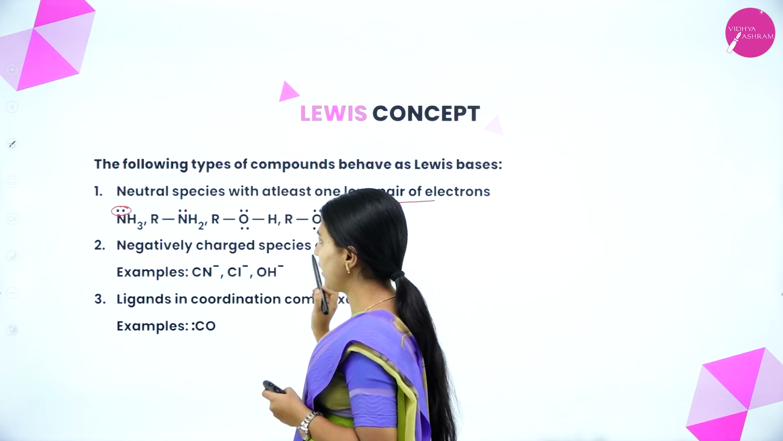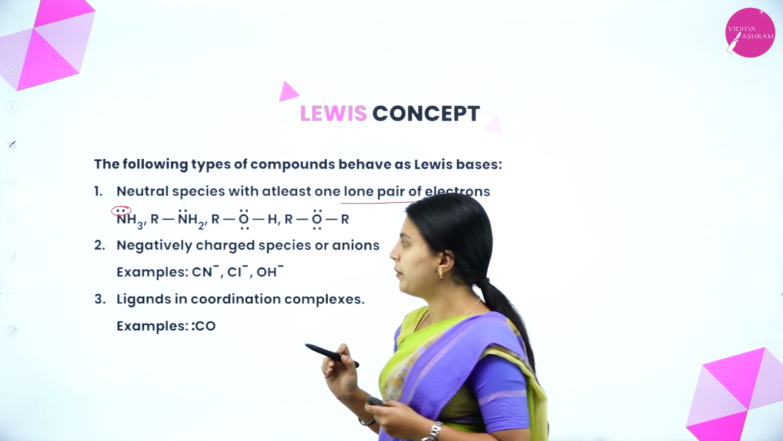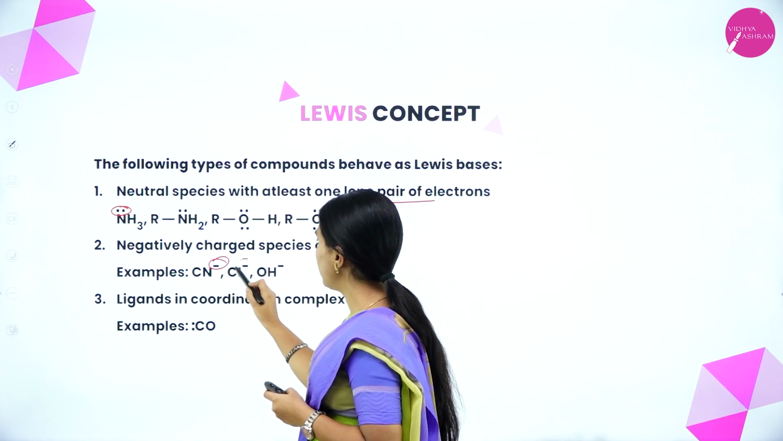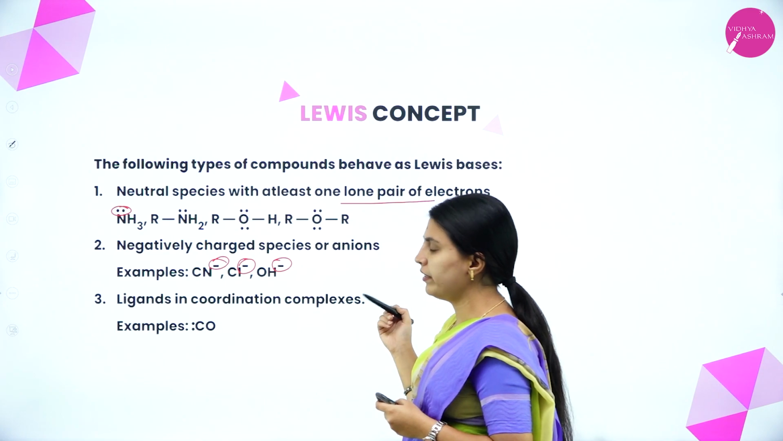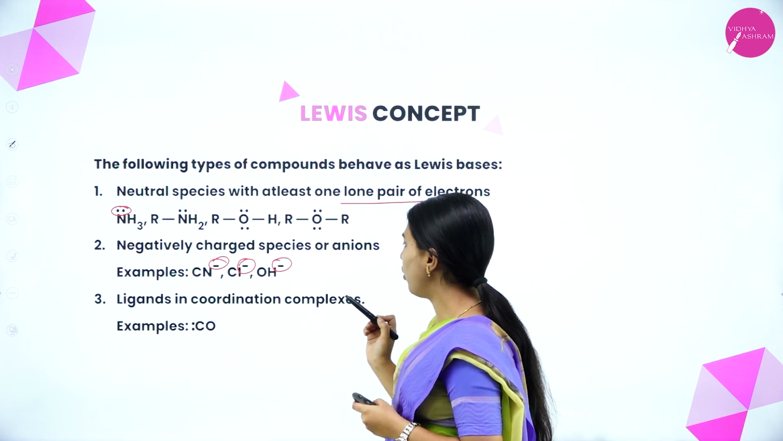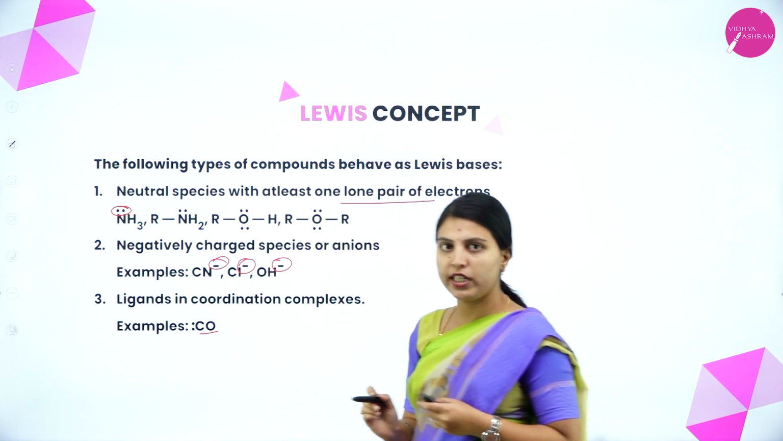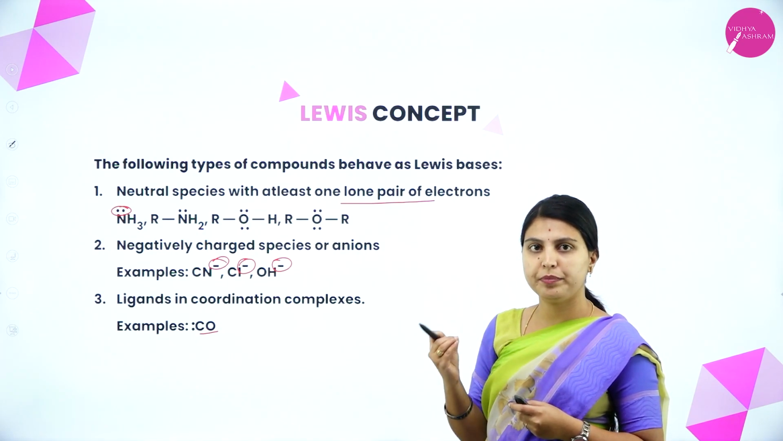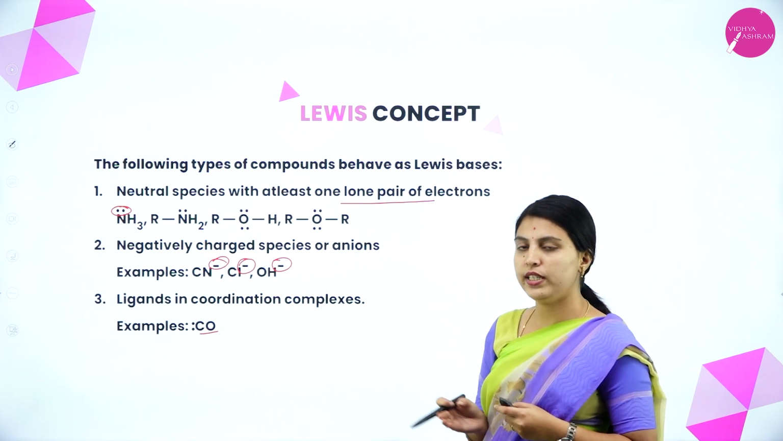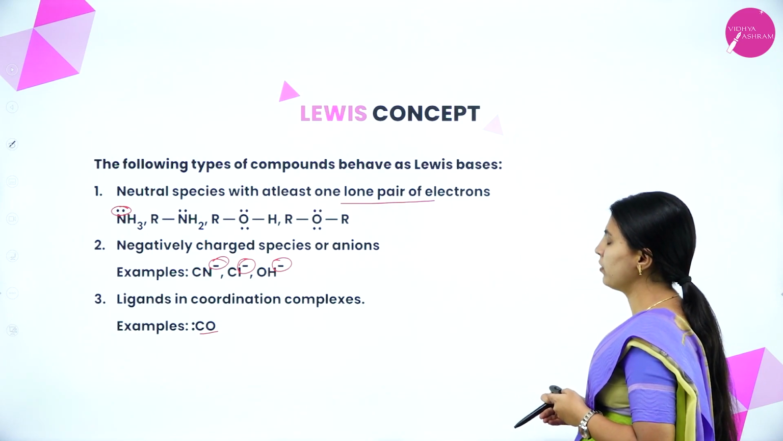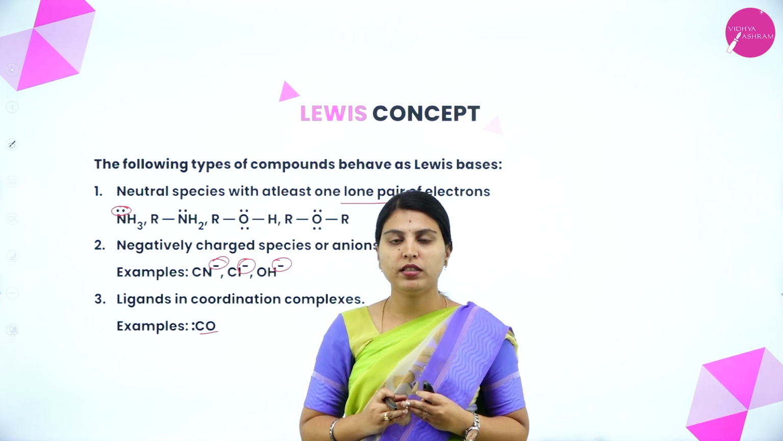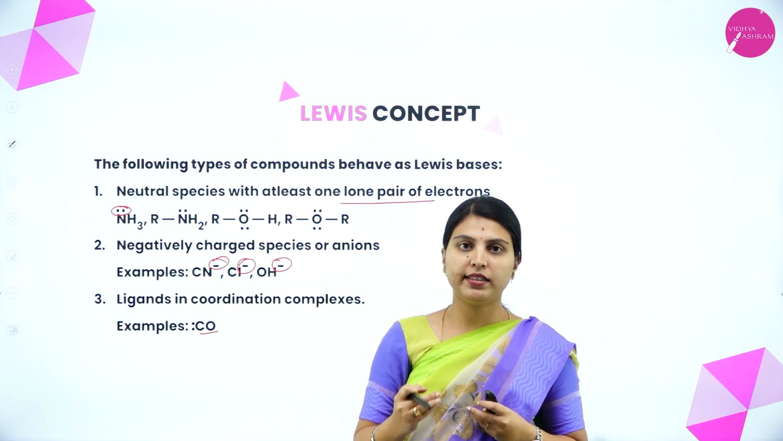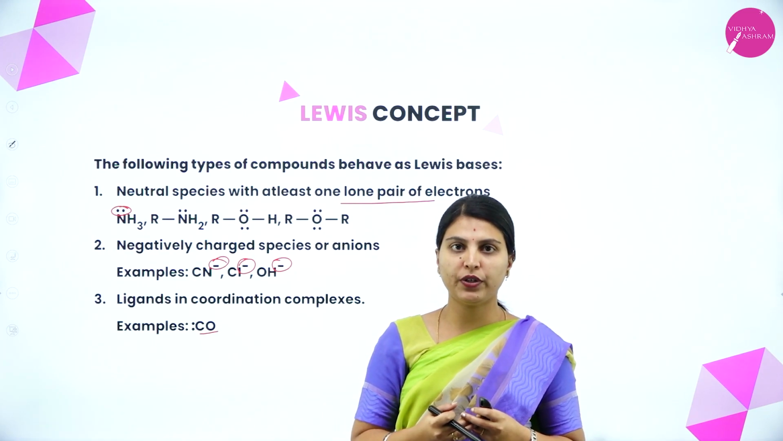In all these species you can observe that lone pairs of electrons are present. Negatively charged species are anions, and here negatively charged species will also be considered Lewis bases. Ligands in coordination complexes, all the ligands we see in coordination compounds, will also be considered Lewis bases. One lone pair of electrons should be present, and negatively charged species and ligands in coordination compounds qualify. Why this? By seeing the molecule itself you can analyze which is the Lewis acid and which is the Lewis base. Then you can proceed with the reaction in further detail.